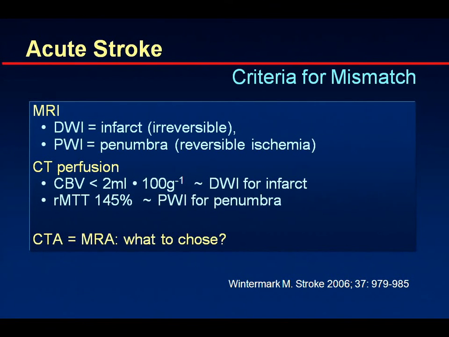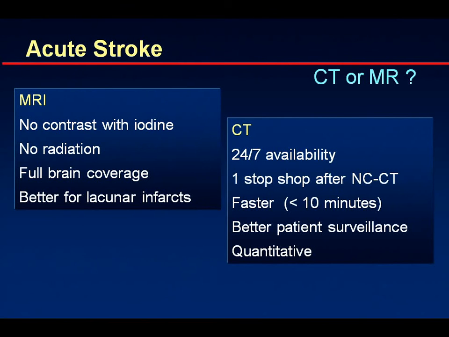Now the question is, what should we choose? And there are a couple of advantages. The advantages for MR is we don't need iodinated contrast. We have no radiation, so in young patients it's something to consider. We have a full brain coverage, and it's definitely better for lacunar infarct and for infratentorial pathology. CT has the big advantage that it's always available. You can basically do it in one stop after the non-contrast CT. It is very fast, has better patient surveillance, and is quantitative. So from a logistic point of view, a lot of things point to CT, but if you consider that it's an infratentorial process, CT is no use. You have to go to MR immediately.